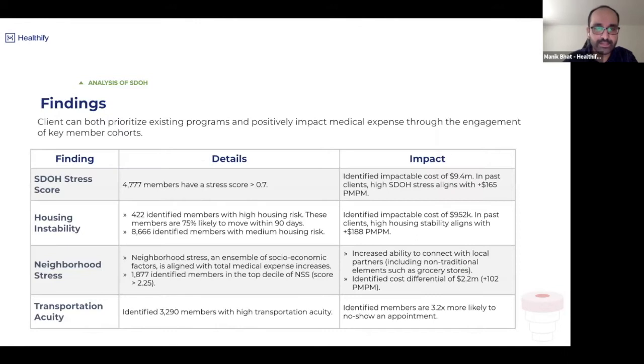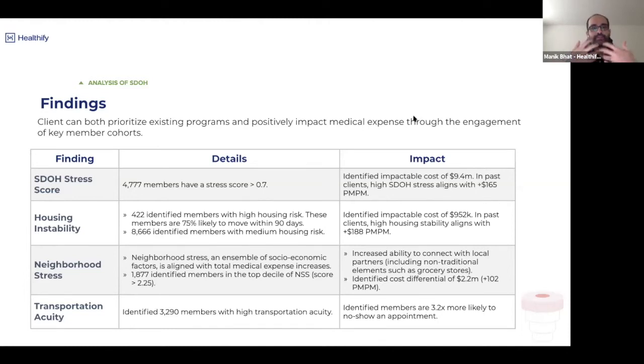To visualize that a bit, here's an example of some findings from looking at a health plan we worked with in the past year. We looked at 4 different models here: stress score, housing instability, neighborhood stress, and transportation acuity. If we take housing instability, for example, we identified a very small subset of members, it's about a 100K plan, that were high housing risks that were previously not known to the health plan and had a 75% likelihood to move within 90 days. And when we looked at their cost data and the differential to a like population, we saw an impactable cost of $952K, about $188 PMPM, at a very small population.